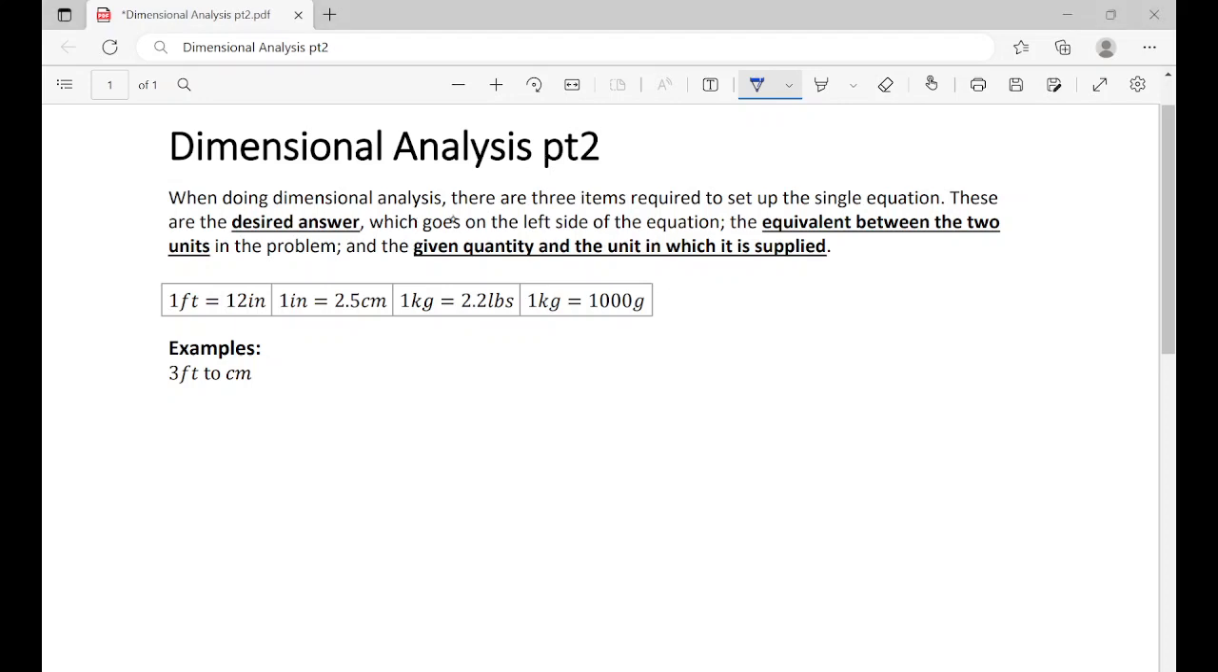When doing dimensional analysis, there are three items required to set up a single equation. These are the desired answer, which goes on the left side of the equation, the equivalent between the two units in the problem, and the given quantity and the unit in which it's applied.